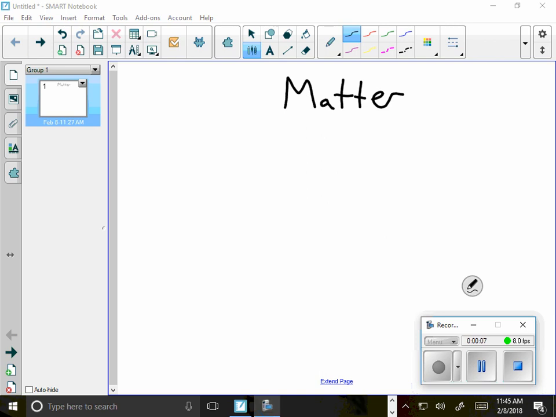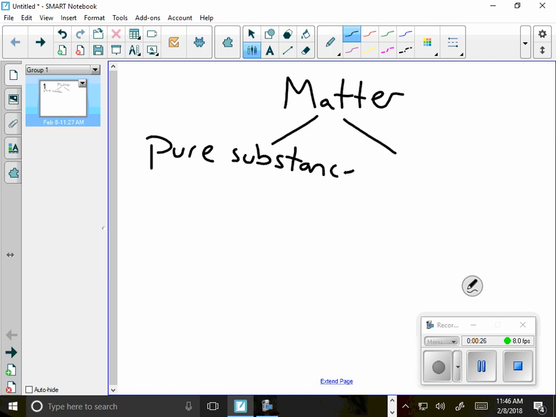Matter is the stuff that makes up our universe. I mean, there's only two topics that we've truly covered in chemistry: energy and matter. Matter can be divided into two sections. One is called a pure substance, and the other is called a mixture.